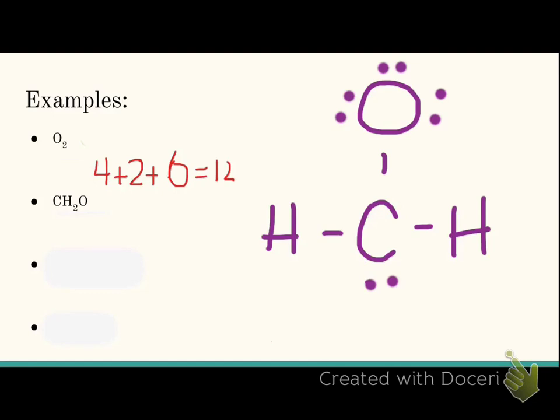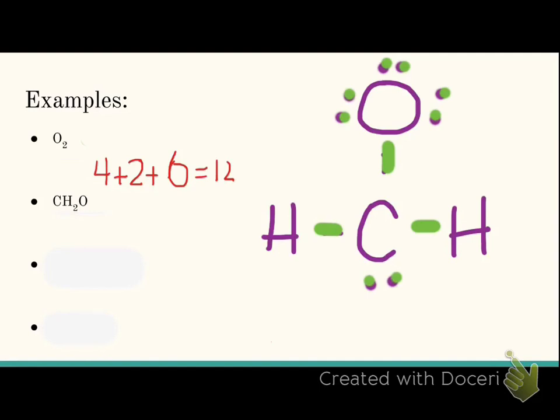Let's go ahead and take a look. 2, 4, 6, 8, 10, 12, 14. So I have too many in this situation. So what I want to do now is I'm going to have to start putting some multiple bonds in here.